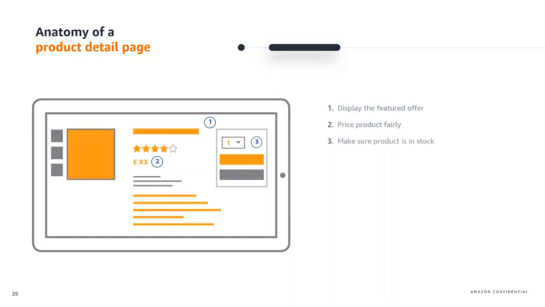And then your products need to be in stock in order to be the featured offer and to be eligible for advertising. You will also want to make sure that you have a strong title for your product, and we recommend that you use a title with approximately 60 characters, and we will show you an example of a good title soon.